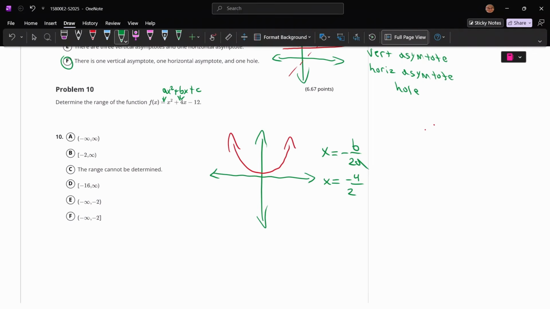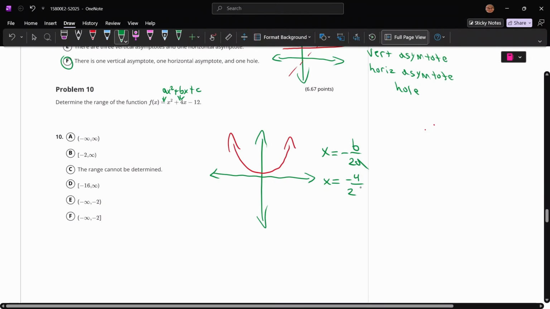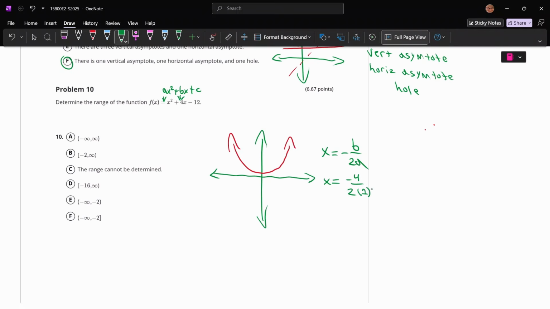Wait a minute. Oh, never mind. My bad, I thought my computer was acting up again. But yeah, so now we have this. Plugging in a, we have 1 here. So negative 4 divided by 2 gives us negative 2.